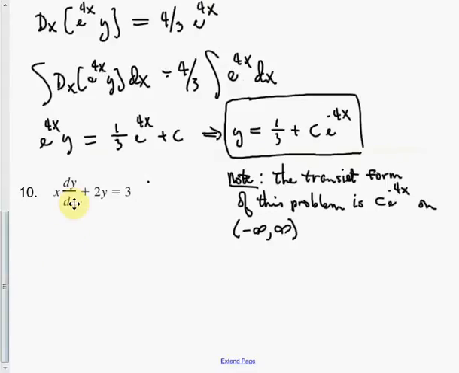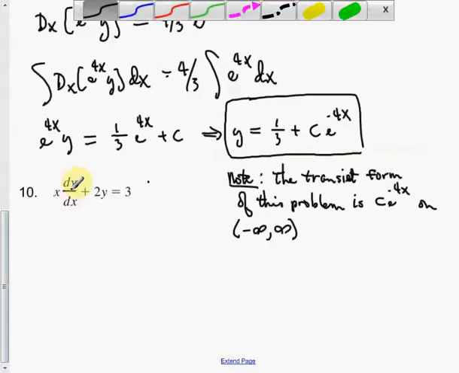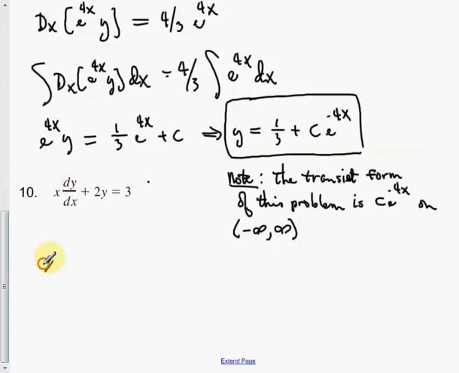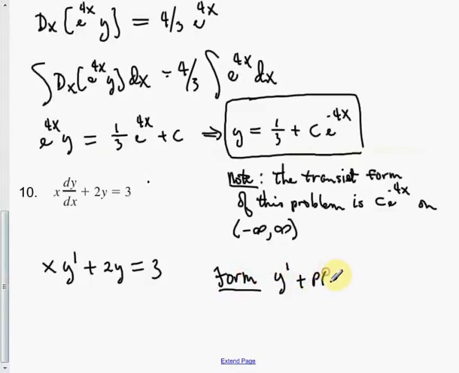So here, I need a pen. This is x times y prime plus 2y equal to 3, if I can write it like that. X times y prime plus 2y equal to 3 is not in the form that we want. You recall, it has to look like y prime plus p of x times y is equal to some function of x.